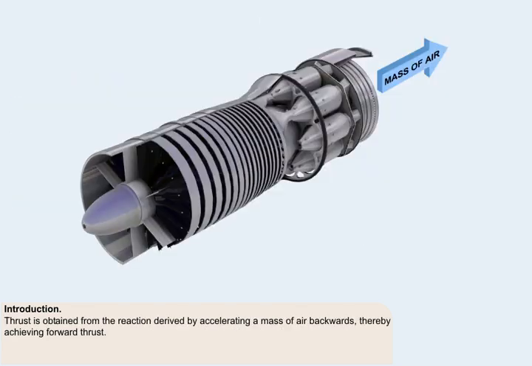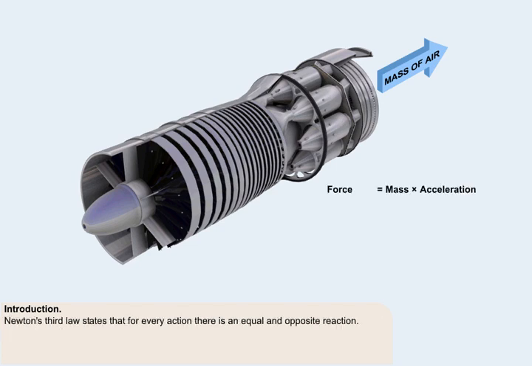We've learnt that thrust is obtained from the reaction derived by accelerating a mass of air backwards, thereby achieving forward thrust. In accordance with Newton's third law, for every action there is an equal and opposite reaction. If we examine the formula, in our case the force we require is thrust, so we can restate the equation in this manner.